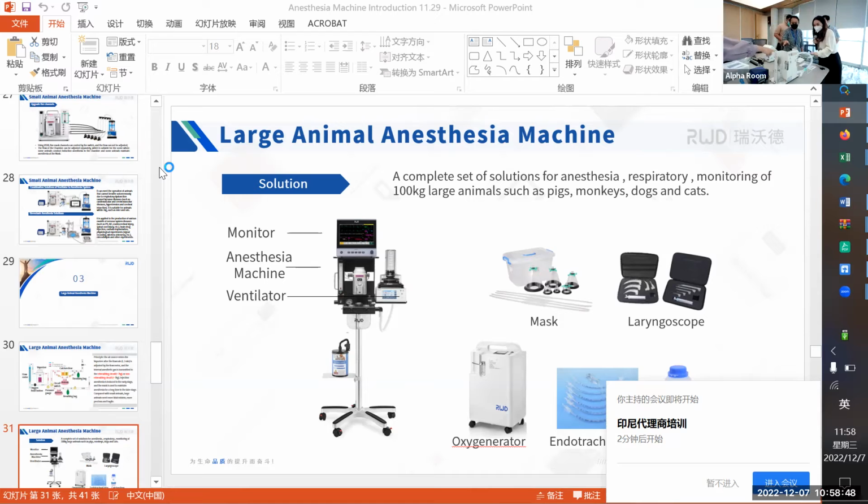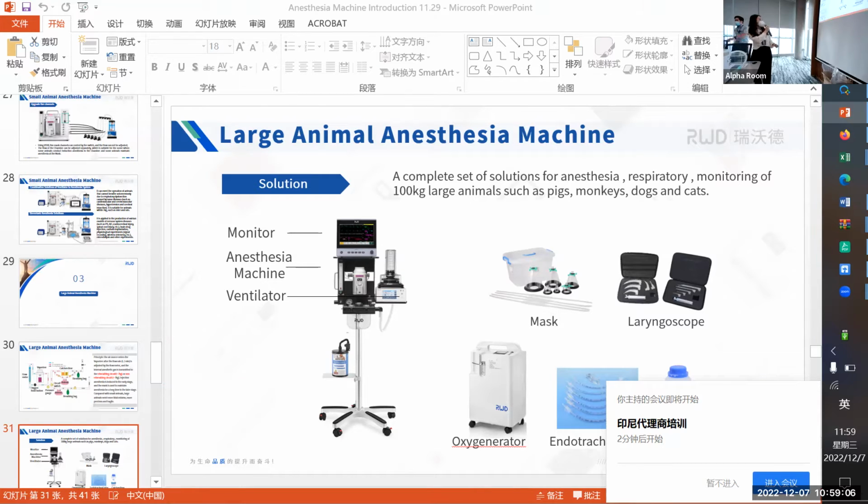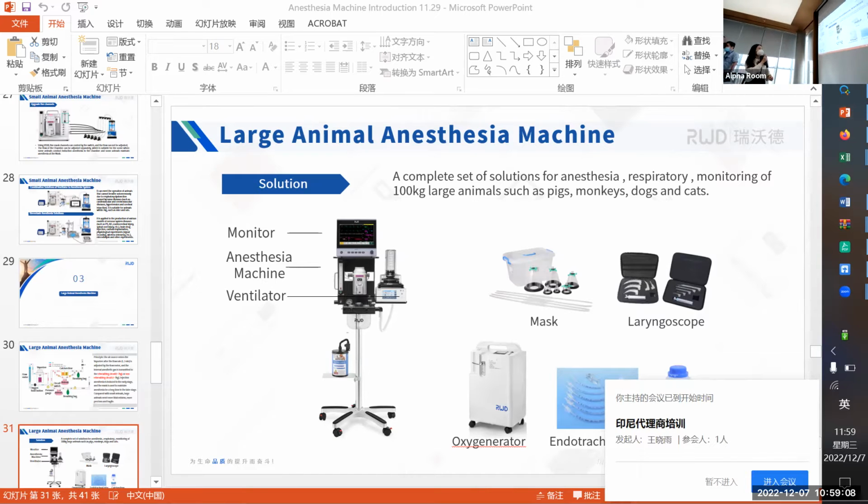This device is for anesthesia, right? Yes. Also, you can see the picture in my PowerPoint. There is a picture of the whole system setup. I will turn it on. Okay, just wait a minute. Show you the anesthesia machine. Thank you.